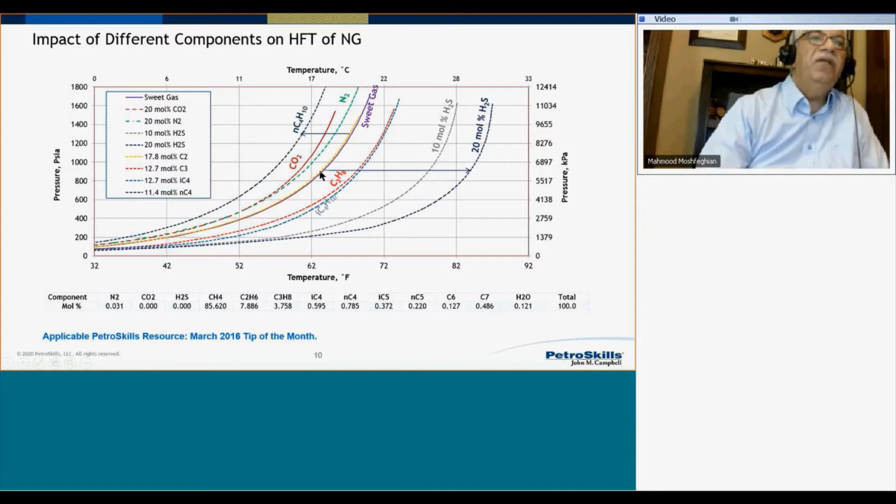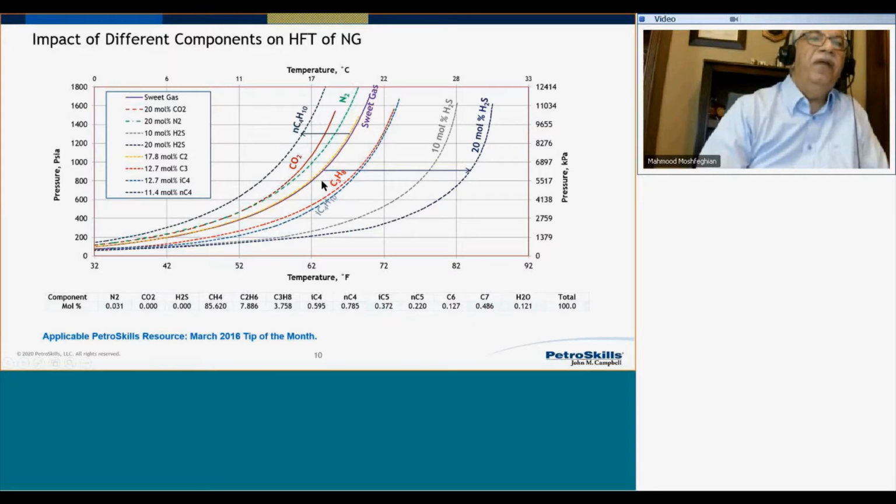Let's take a look at some components like nitrogen, CO2, and NC4 with composition shown on the right. If we add them to our original sweet gas, they pull the hydrate formation curve to the left. That means they shift it to a cooler temperature, which is good from our operation point of view. But components like propane, IC4, and H2S are bad actors. They shift the hydrate curve to the right. That means hydrate formation can take place at higher temperature, which makes operational problems for us if we are not aware of that.